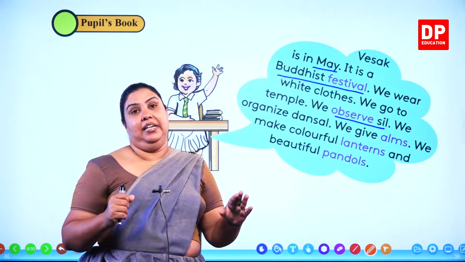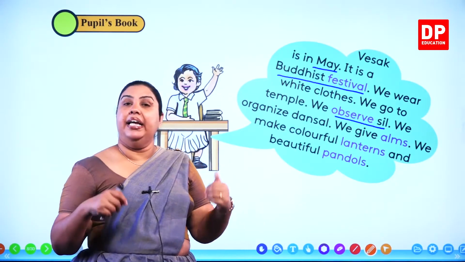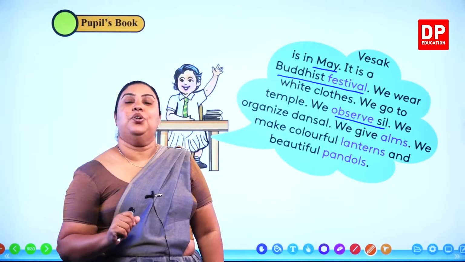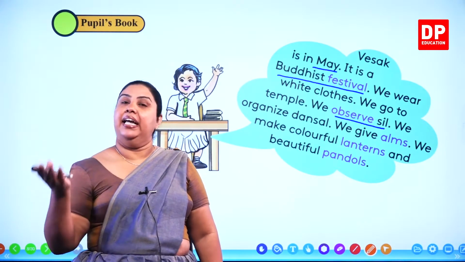Observe sil. We don't simply say I go and take sil. That is wrong. I go to the temple and take sil.